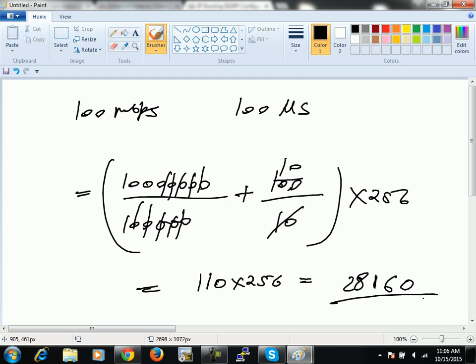So if you are having any interface of bandwidth 100 Mbps with 100 microsecond delay, then that will be the metric for that interface of EIGRP, or EIGRP will be calculating your metric in this manner. Understood?